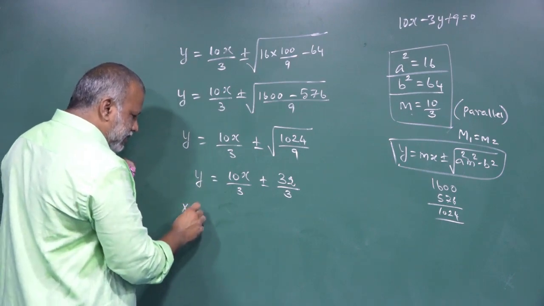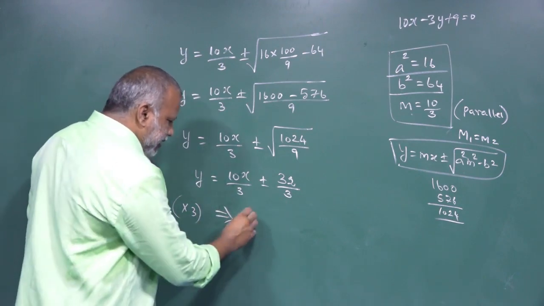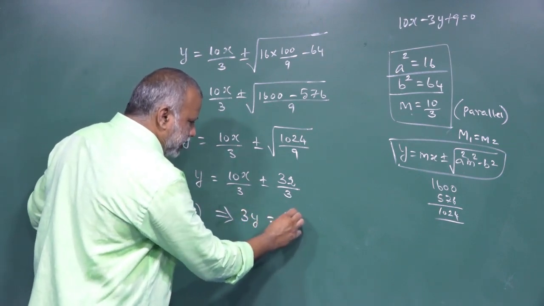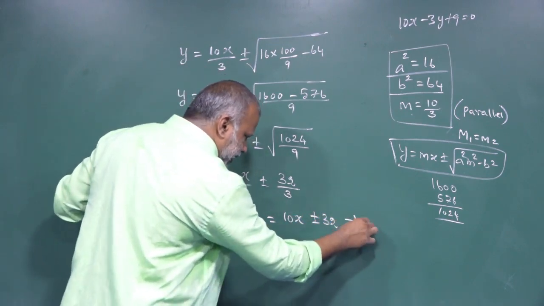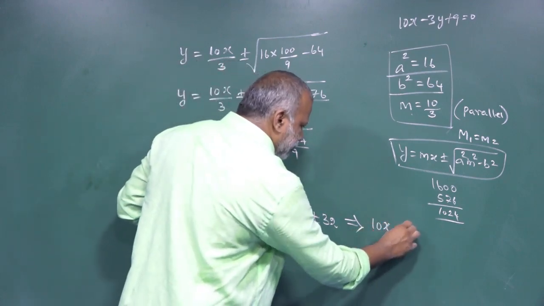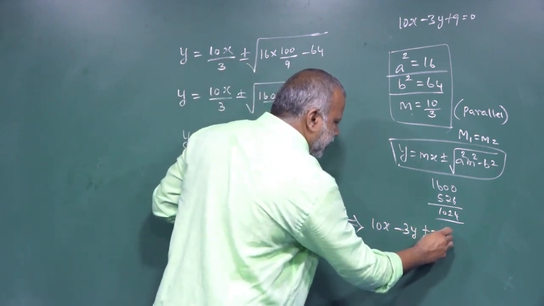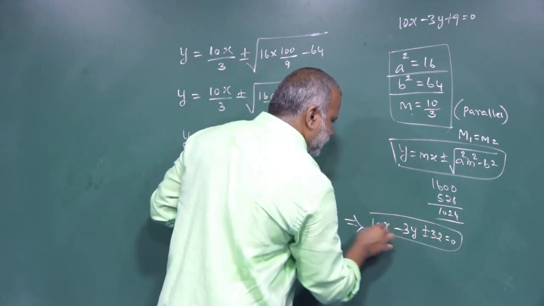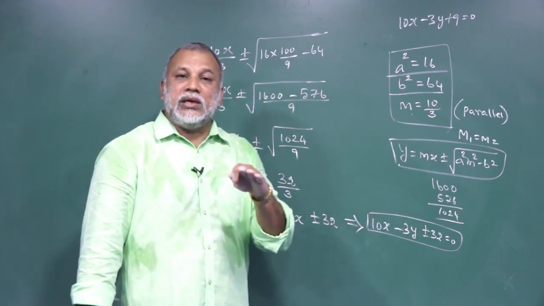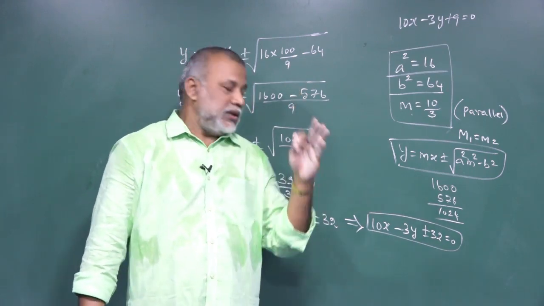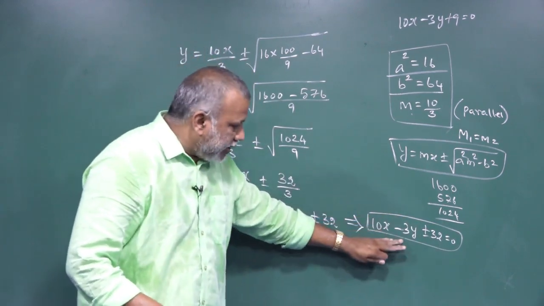So I want to simplify this equation. We are having 3, so multiply with 3. We get 3y equal to 10x plus or minus 32. So I can write it like this: 10x minus 3y plus or minus 32 equal to 0. So 10x minus 3y plus or minus 32 equal to 0 is the equation of the required tangent. So 10x minus 3y plus 32 equal to 0 is the required equation of the tangent.